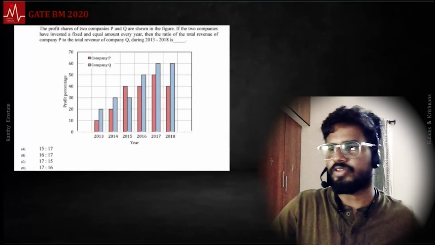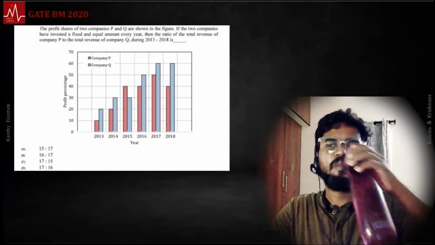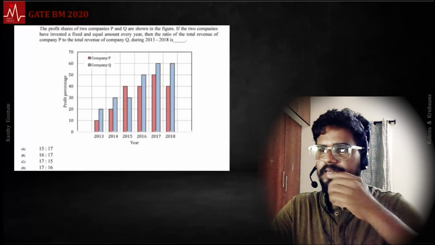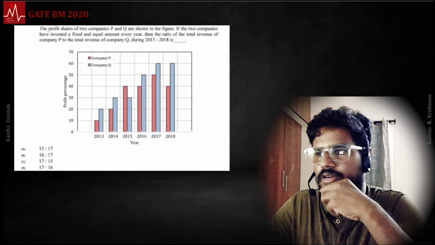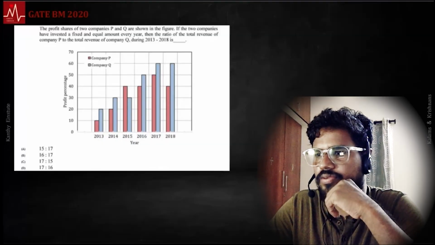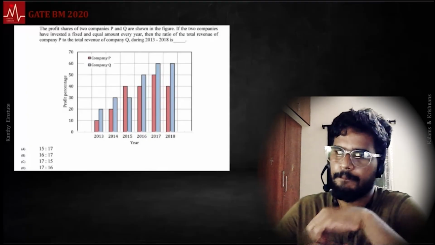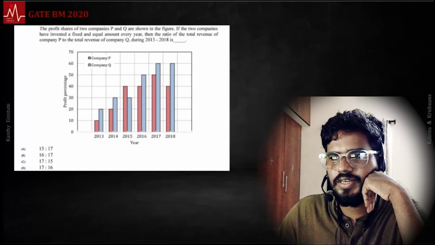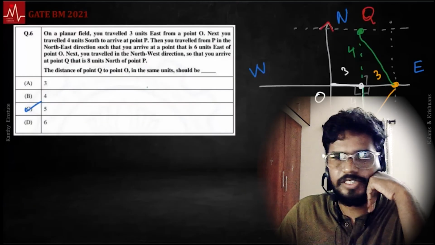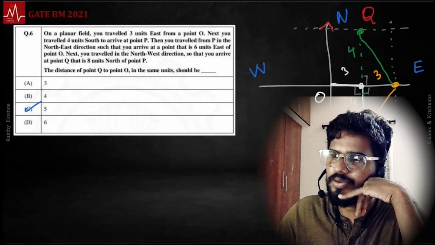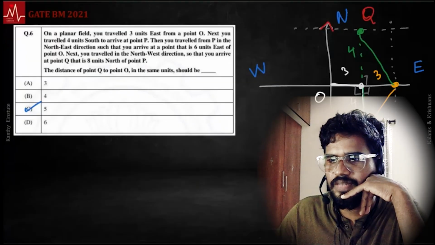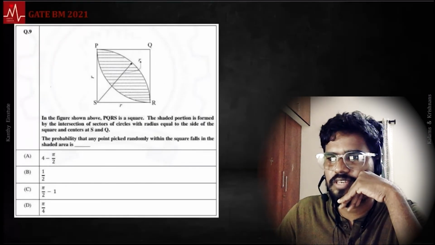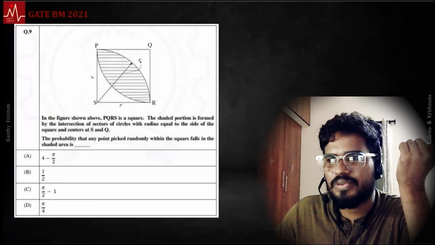Profit shares of two companies, P and Q, are shown in the figure. If the companies have invested a fixed amount, an equal amount every year, find the ratio of total revenue. Data interpretation. So far, we have been doing interpretation. Text is a kind of data. Then there are some questions where we do figure interpretation. Figure is a kind of data. So data interpretation. I don't try to separate it.